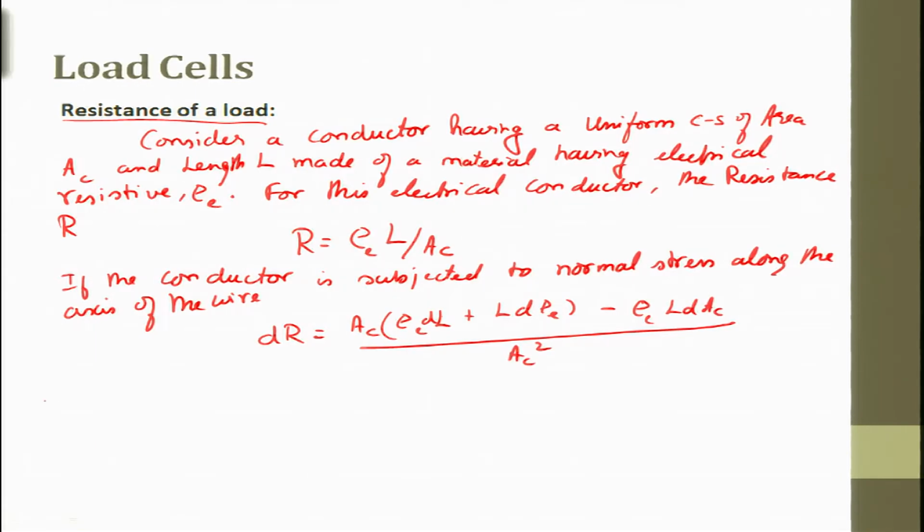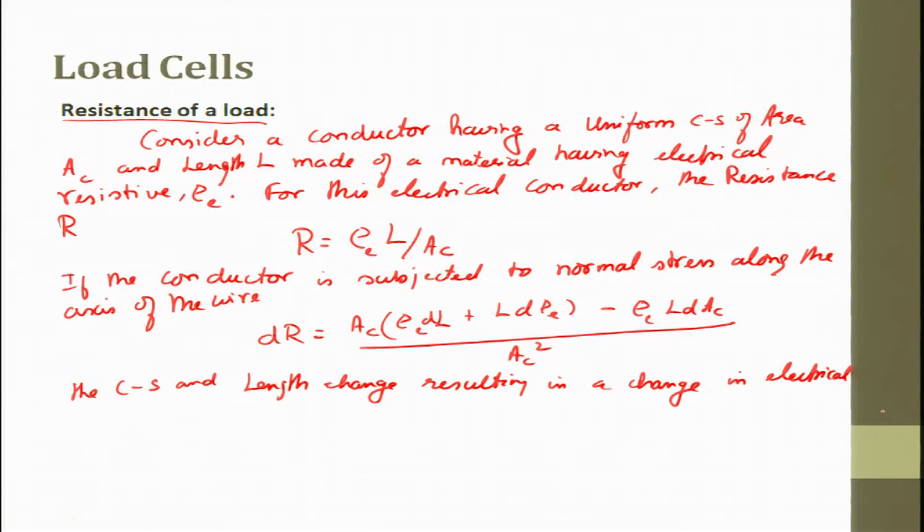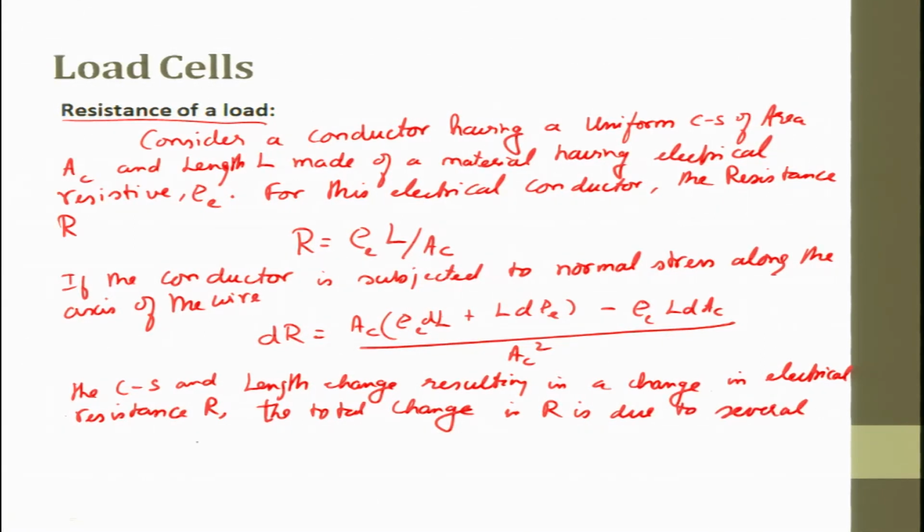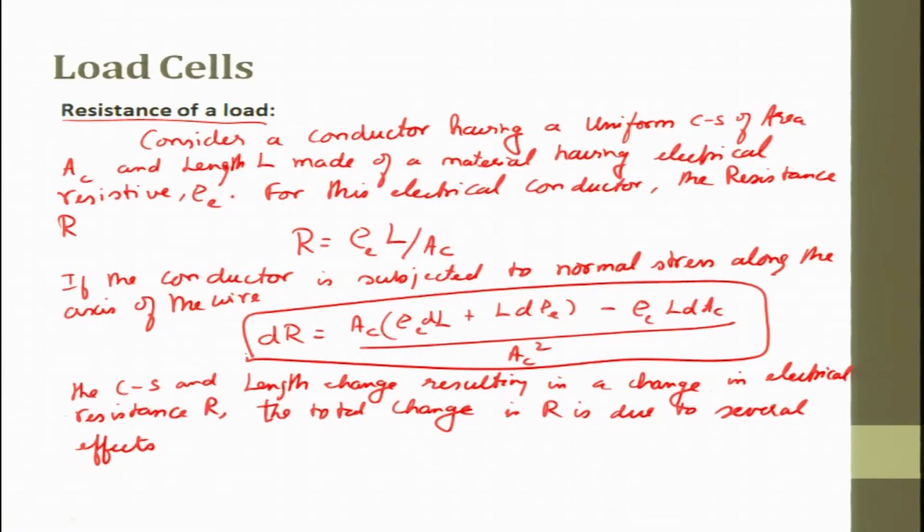So, here the wire. What are we trying to say? We are trying to say the cross section and the length change, resulting in a change in electrical resistance R. So, the total change in R is due to several effects. This is what dR represents.